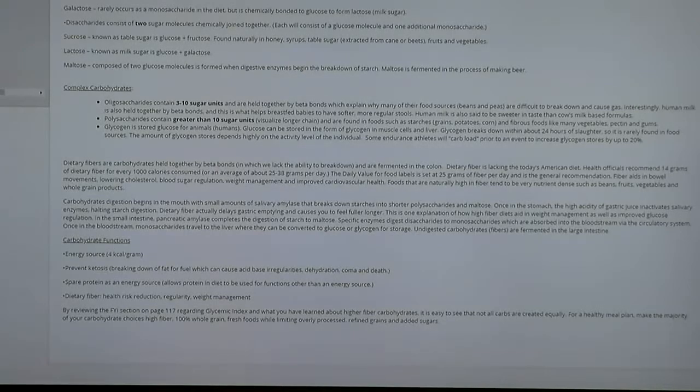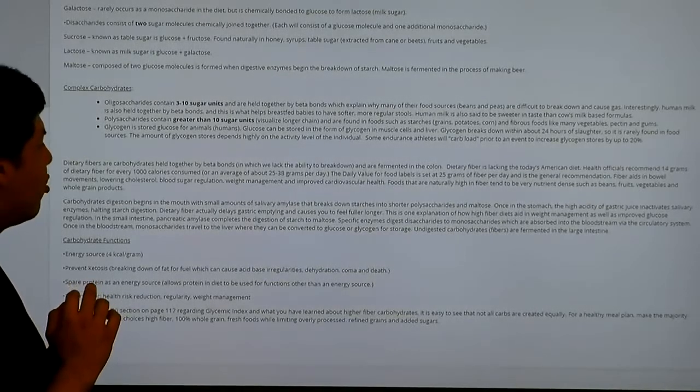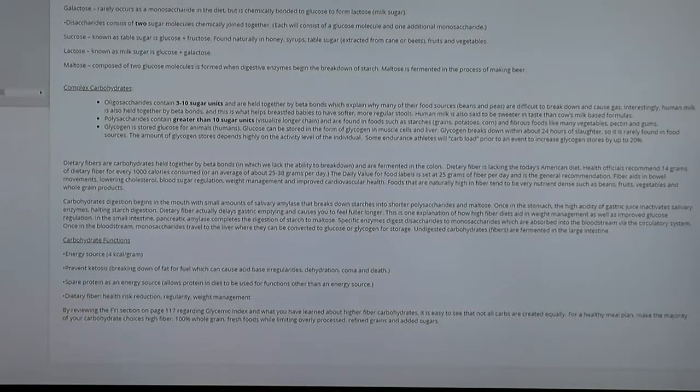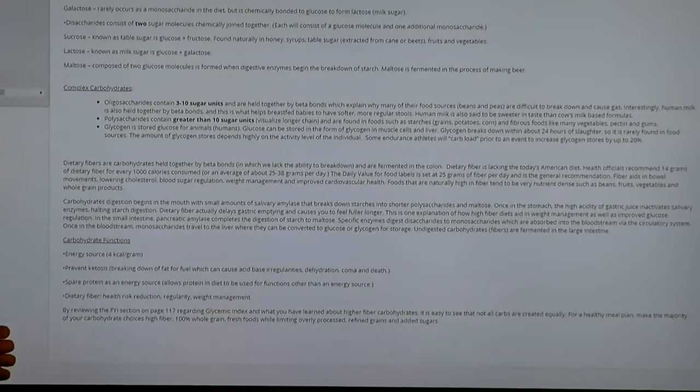In the small intestine, pancreatic amylase completes the digestion of starch to maltose. Specific enzymes digest disaccharides to monosaccharides, which are absorbed into the bloodstream via the circulatory system. Once in the bloodstream, monosaccharides travel to the liver where they can be converted to glucose or glycogen for storage. Undigested carbohydrates are fermented in the large intestine.